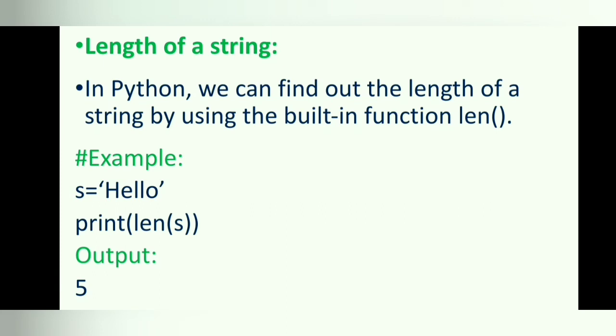Length of a string. In Python we can find out the length of a string by using the built-in function len. Example. In this example, a string hello is assigned to the variable s. The print statement print len s will display the length of the string, which is 5, because the string hello consists of 5 characters. So we can find out the length of a string by using the built-in function len.